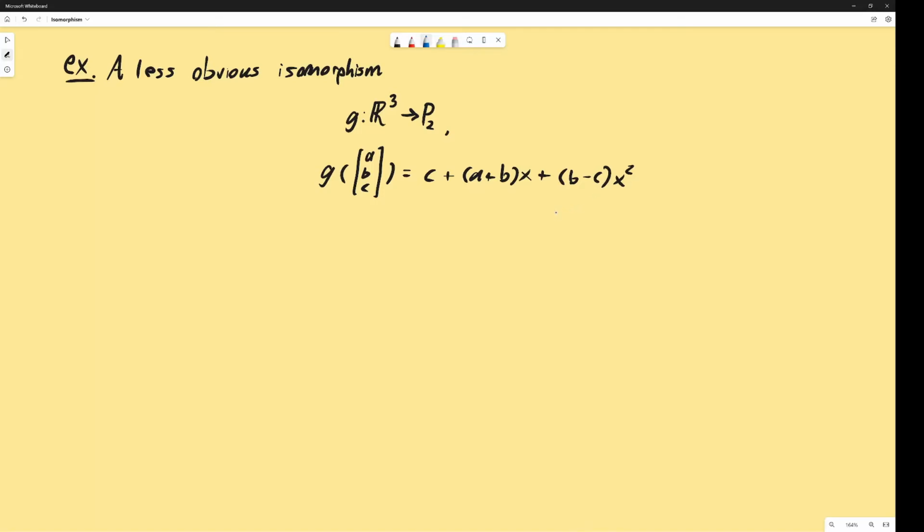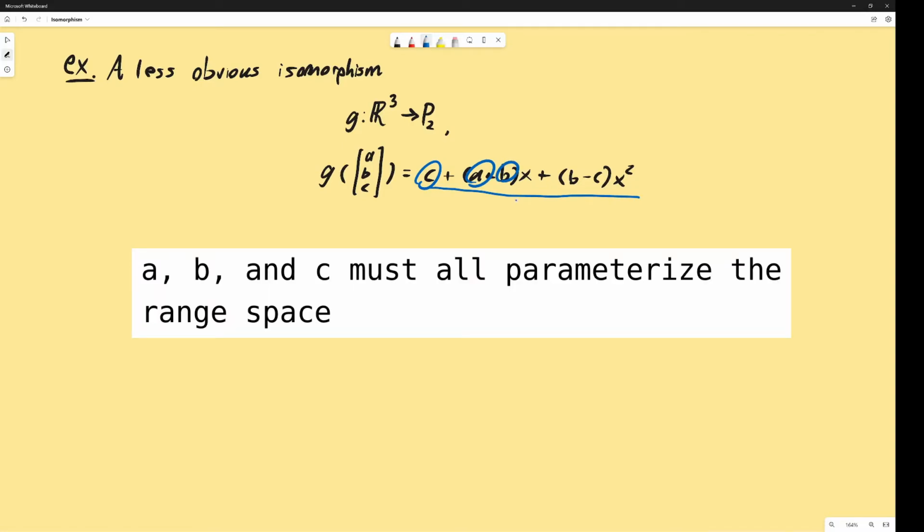Again, this is an isomorphism, which means, as I will prove later, that the range space and the codomain have the same dimension and that that dimension is the same as the domain. So naturally, the range space, which consists of all of these output vectors here, has to span the entire codomain, and since P2 is a 3-dimensional space, the range space has to be 3-dimensional, therefore we need 3 degrees of freedom. C, A, and B will multiply each of those 3 degrees of freedom.